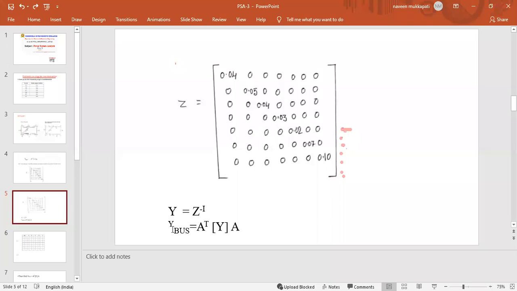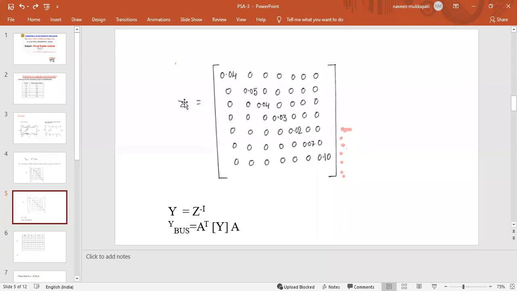What is the formula for Y bus? Y bus is equal to A transpose into Y into A. What is meant by A? A is the bus incidence matrix.